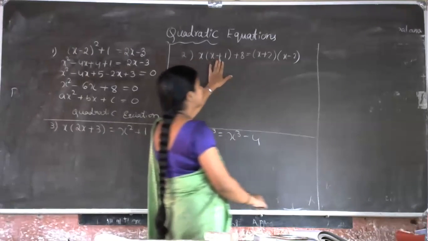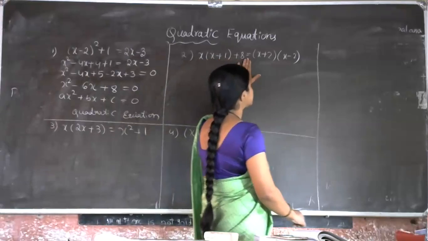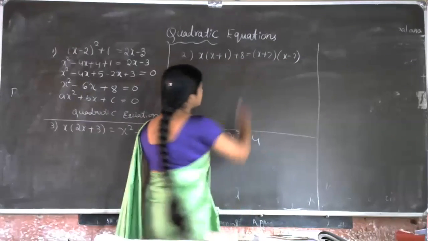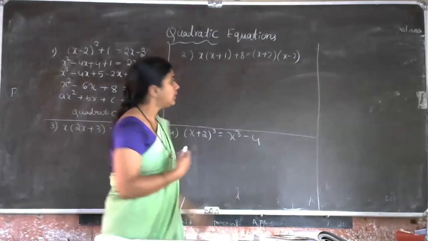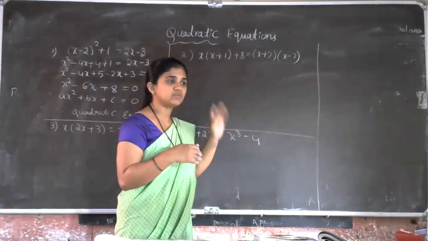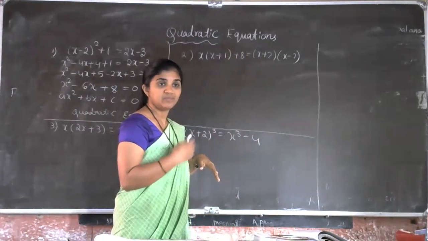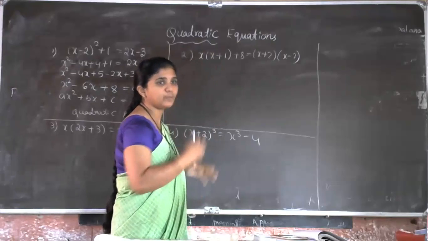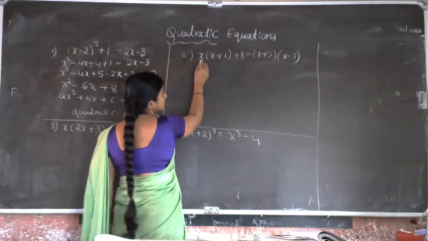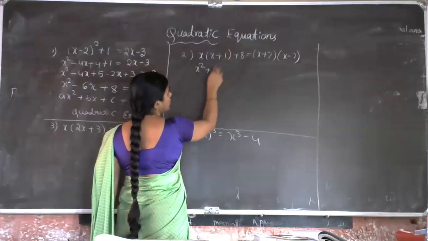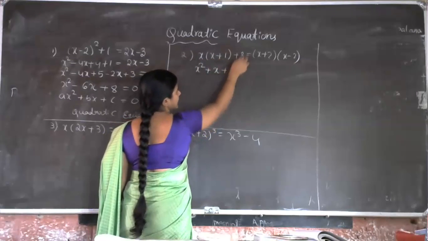Okay, now let us come to the second one: x into (x plus 1) plus 8 is equal to (x plus 2) into (x minus 2). Just when we observe this, is it a quadratic equation? No, there is no square power, so we cannot say that this is a quadratic equation. But we have to simplify this. X into (x plus 1), some operations are there. Let us start with this: x into x is x square, plus x into 1 is x, plus 8.